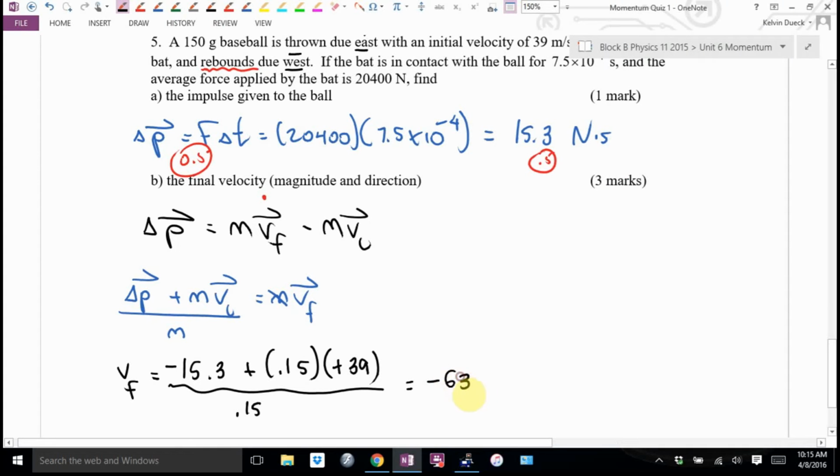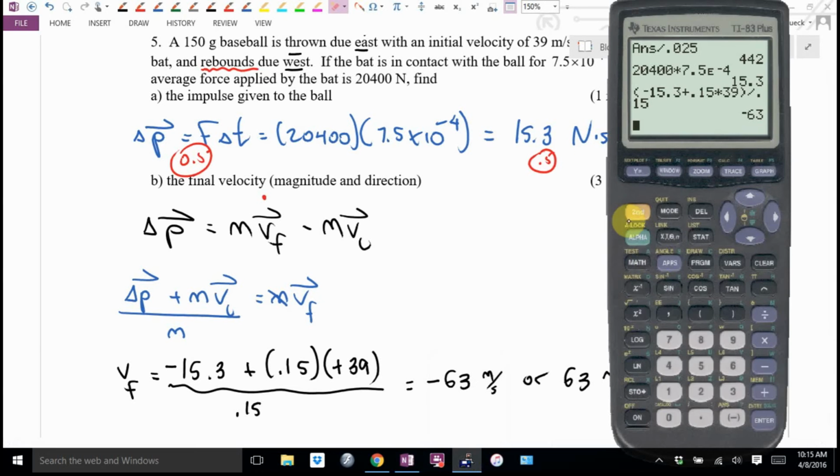What does negative mean? Nat? Which way? Now, if you didn't get this, this was the tricky part. If you just said, oh, the impulse is 15.3 and you forgot that it had a directional component, then you would have got 141 as an answer. I will give you 2 out of 3 if you got 141.